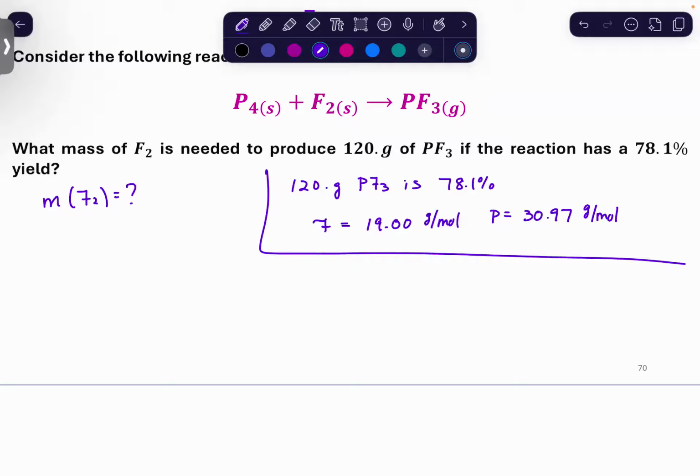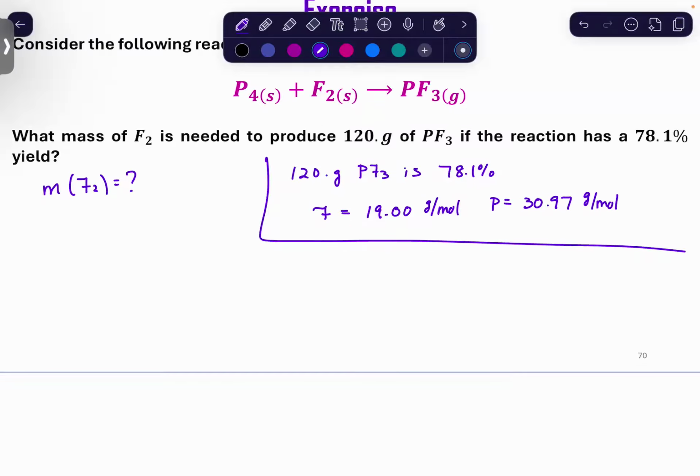I check and my equation is not balanced. So you can go through the steps to balance it, but once you get there, it's going to be phosphorus plus 6 fluorines. It's going to yield 4 phosphorus trifluorides. And of course, that's phosphorus trifluoride. I'm naming it like a covalent compound because phosphorus and fluorine are both nonmetals. And so when two nonmetals combine, covalent compound.